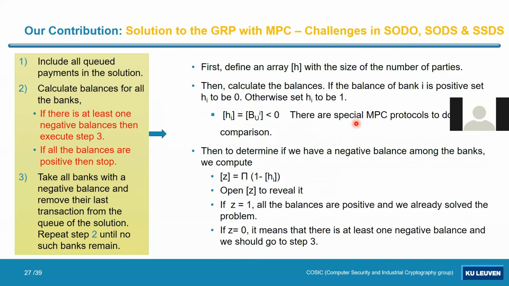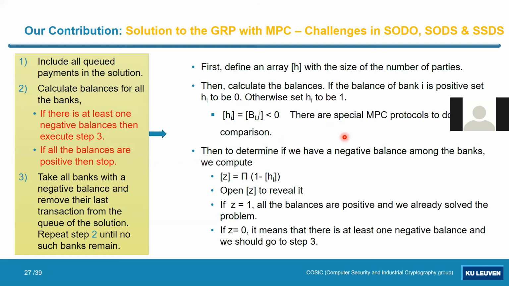We had other challenges as well. For example, in MPC, because everything is secret, it is not possible to say if Z is, for example, equal to 1, do this branch and the other branch. So we needed to do another trick to solve this condition part.